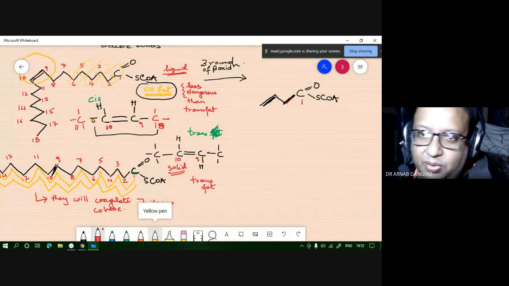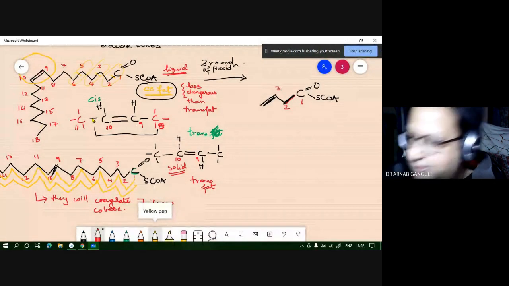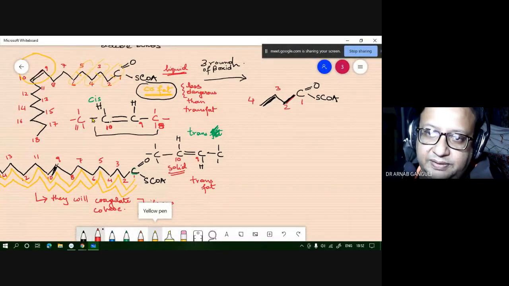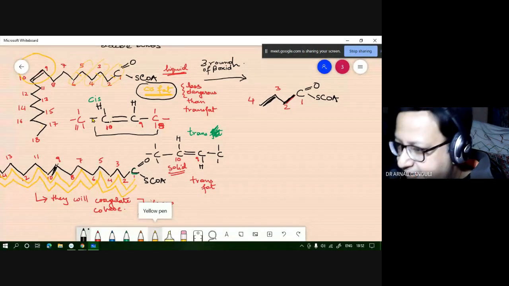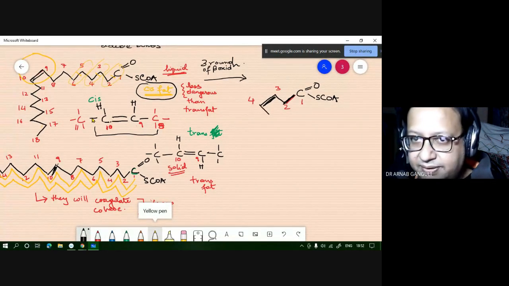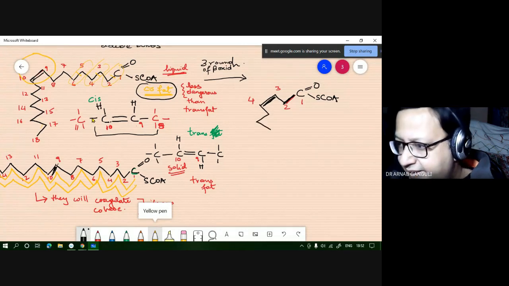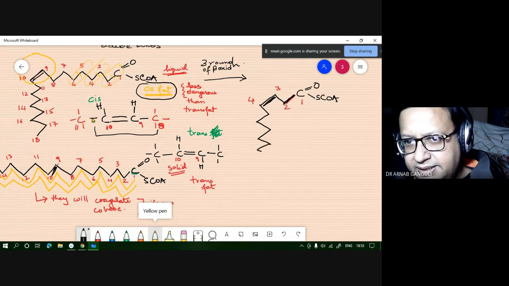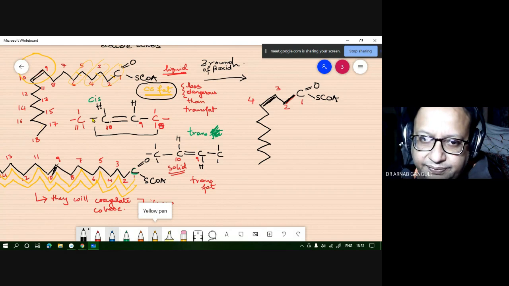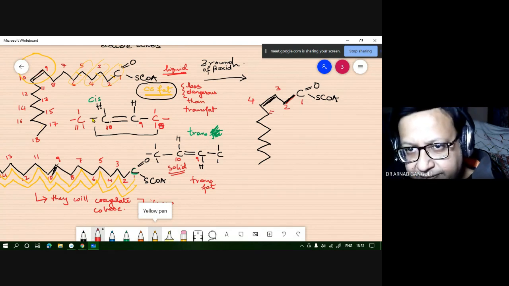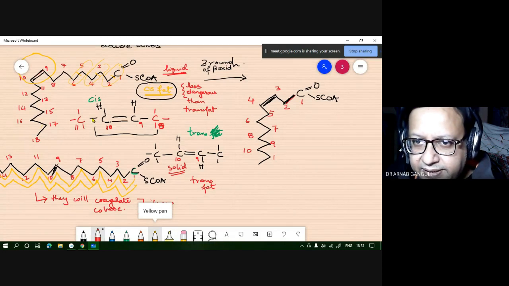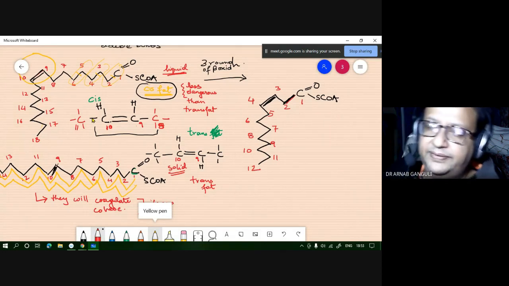So basically this is the 1 carbon, 2 carbon, 3 carbon, 4 carbon. From here 5, 6, 7, 8, 9, 10, 11, 12. So 4 becomes 5, 6, 7, 8, 9, 10, 11, 12.